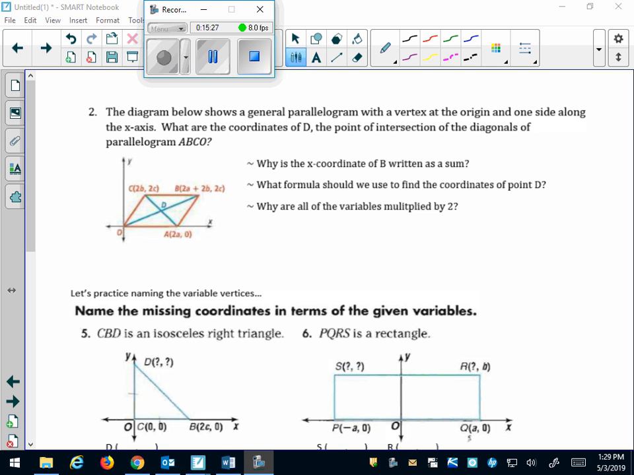In this example, we have a parallelogram. What is the length of this parallelogram? What's the length of that side? 2A. What is the height of this parallelogram? 2C, good. So 2B is just this little piece right here.